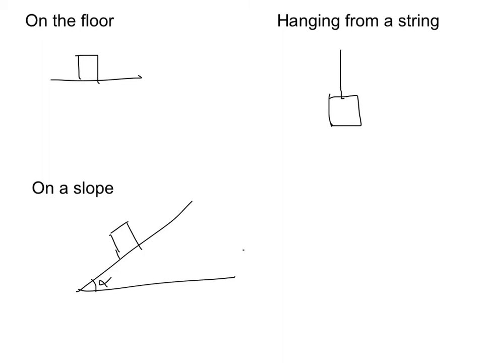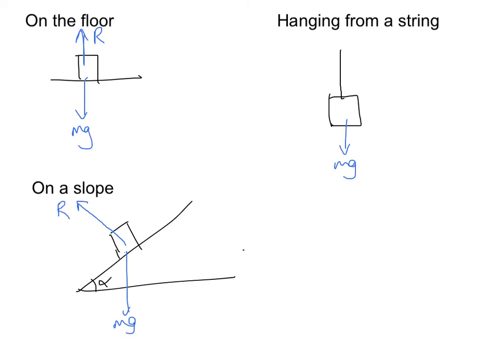We've got weight. Well, they're all going to have weight going down, mass times gravity, going down towards the centre of the Earth, mass times gravity. Normal contact force, we've only got two of those. We've got the one on the floor, that will have a normal reaction force going perpendicular to the floor, and the one on the hill has got the normal reaction force going perpendicular to the hill.